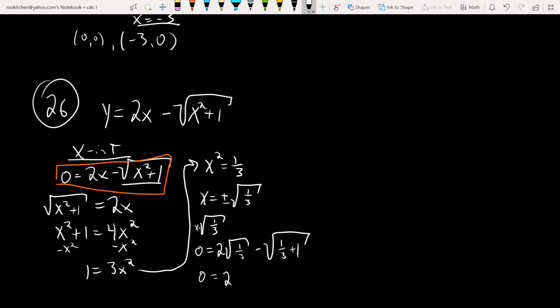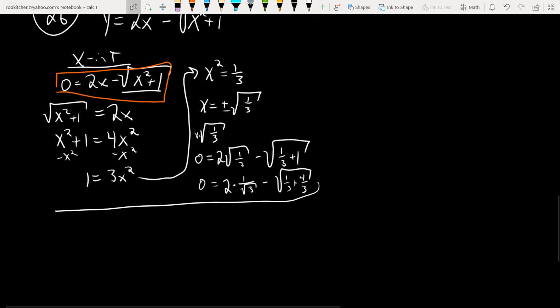So I'll have 2 times the square root of 1/3, which is the same thing as the square root of 1 all over the square root of 3. And the square root of 1 is just 1. So I get 2 times 1 all over square root of 3. Minus the square root of 1/3 plus 1, which is the same as 1/3 plus 4/3. I think I'm going to scroll down a little bit here for us.